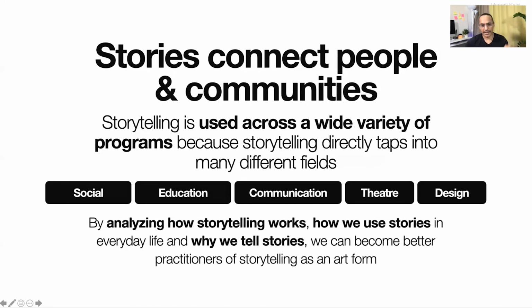By analyzing how storytelling works, how we use stories in everyday life, and why we tell stories, we can become better practitioners of storytelling as an art form. Just by understanding what makes a good story, yes, we'll have to do some homework. We'll have to learn what makes a good story. We'll have to read about it, or basically explore. And by exploring, by reading, by understanding what makes something good and what makes a good story, we can really become a good practitioner of storytelling.